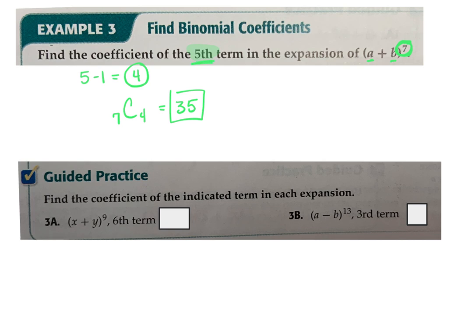So really quickly, find the sixth and the third term for those two binomials that they've given us. All right, check your work. For a, for the sixth term, it would have been 126. For the third term, 78.